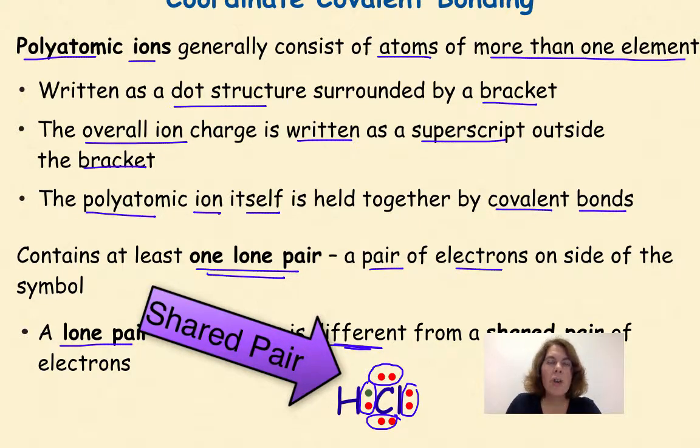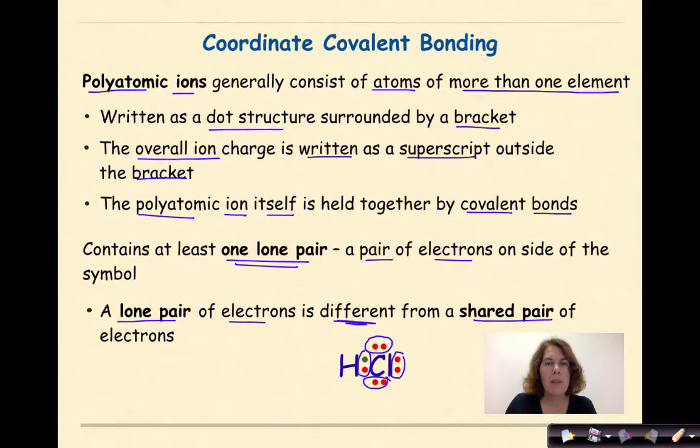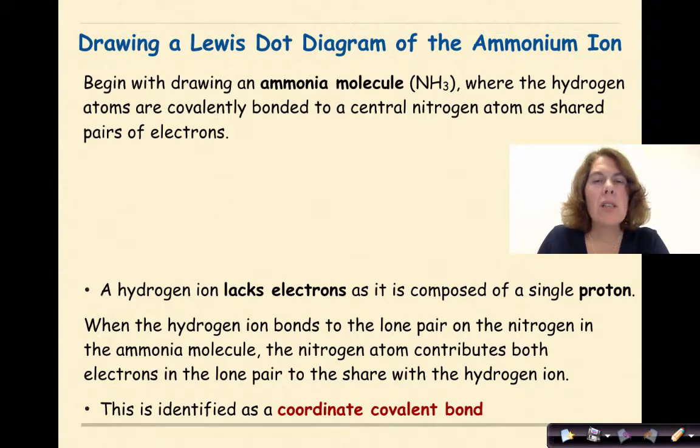This is a shared pair because each of these atoms is sharing that pair of electrons. Let's look at a simpler approach of drawing a Lewis dot diagram of the ammonium ion. So we're going to begin by drawing an ammonia molecule, which is NH3, where the hydrogen atoms are covalently bonded to a central nitrogen atom as a shared pair of electrons.